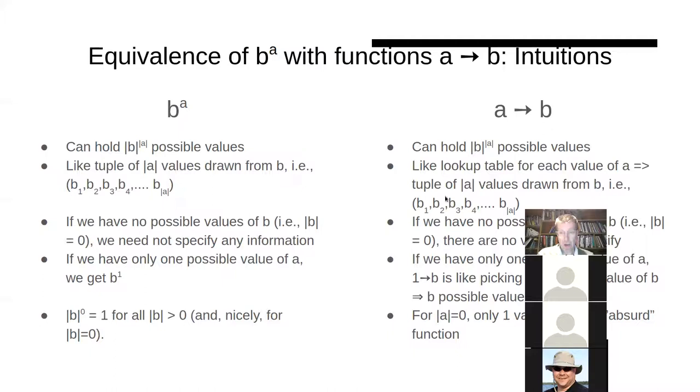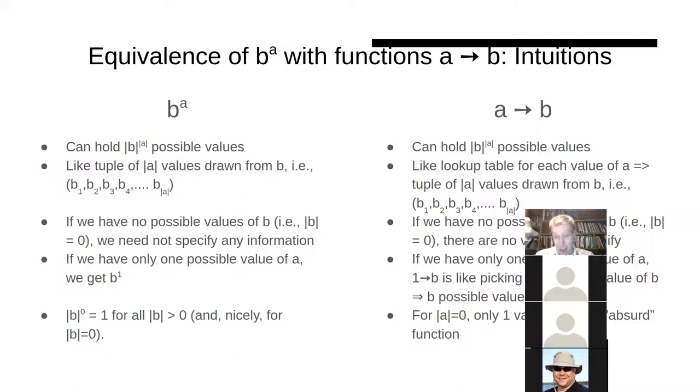We just have to list out A many B's. The number of elements of A for bool is 2, particularly simple. We just have to list out the values of B that it maps to. For this value of A, we map it to this value of B. For that value of A, we map it to that value of B. This is a lookup table. And if you think of B to the A, it's like B being multiplied by itself A times. And multiplication is pairing up. It's successively pairing things up in a row. It's tupling things. So we have a tuple of A different values of B. It's like multiplying B, B, B, B, B, B, A times.